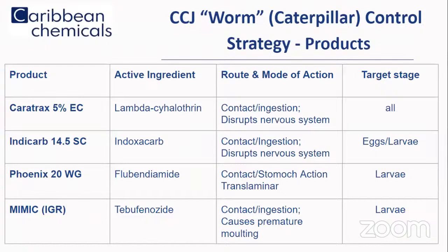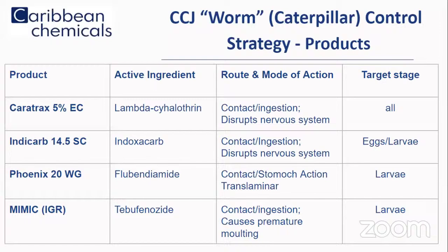So we position these chemicals, these insecticides, in our worm control strategy just to target the different stages and to get overall control of the insect in our field. And I just want to say thanks to CCJ for really developing these strategies to control, because without these strategies, oh my God, farmers, you know, worms have always been a challenge over the years, causing economic loss to farmers and crops. So a program like this is very helpful in the farming communities, I'm telling you.